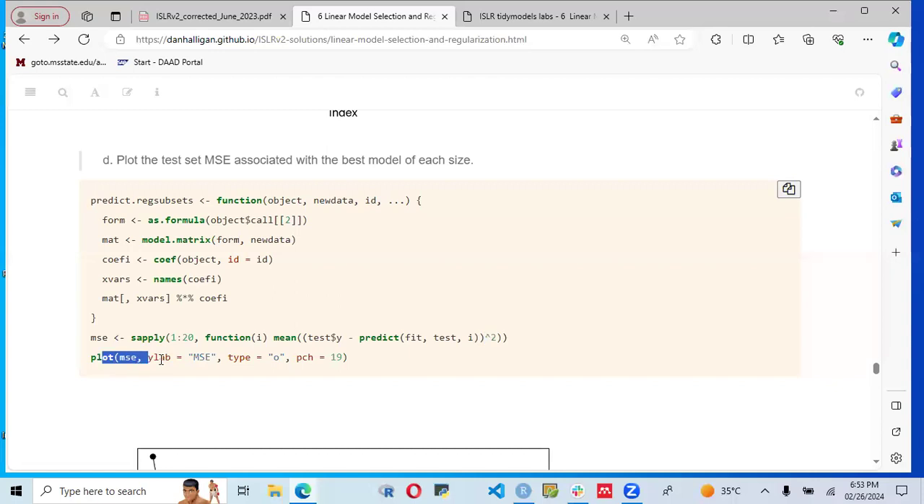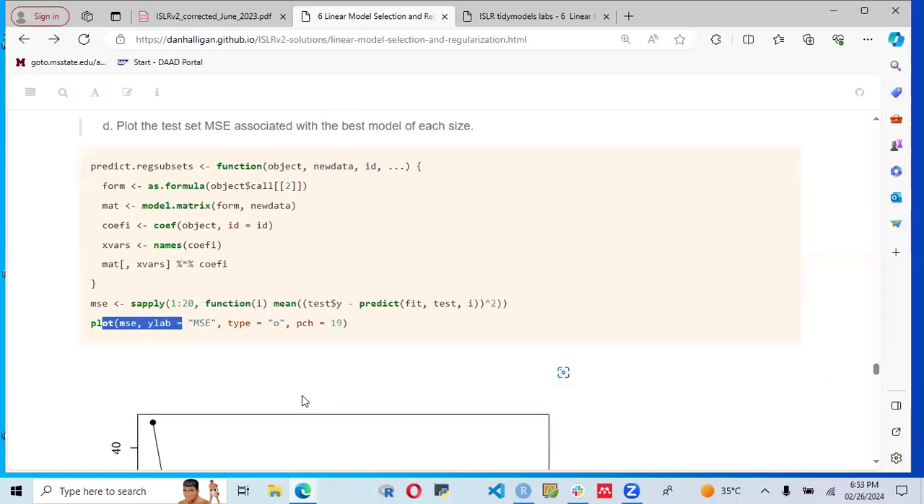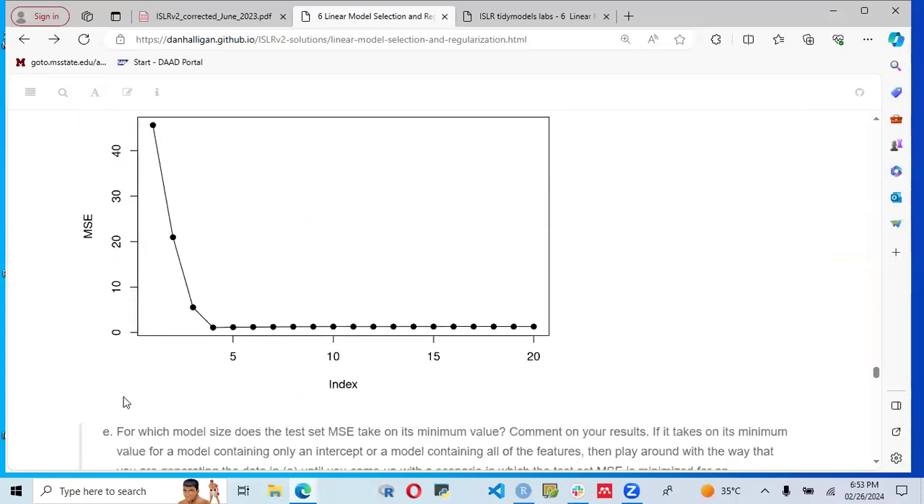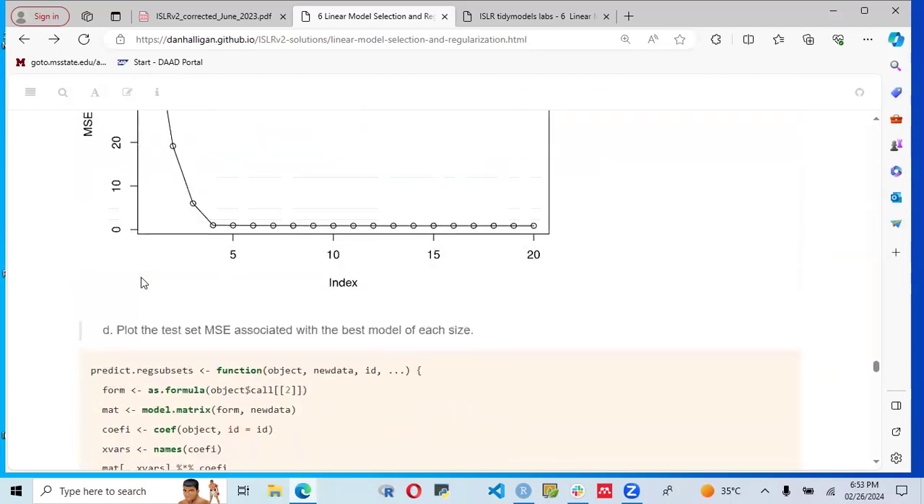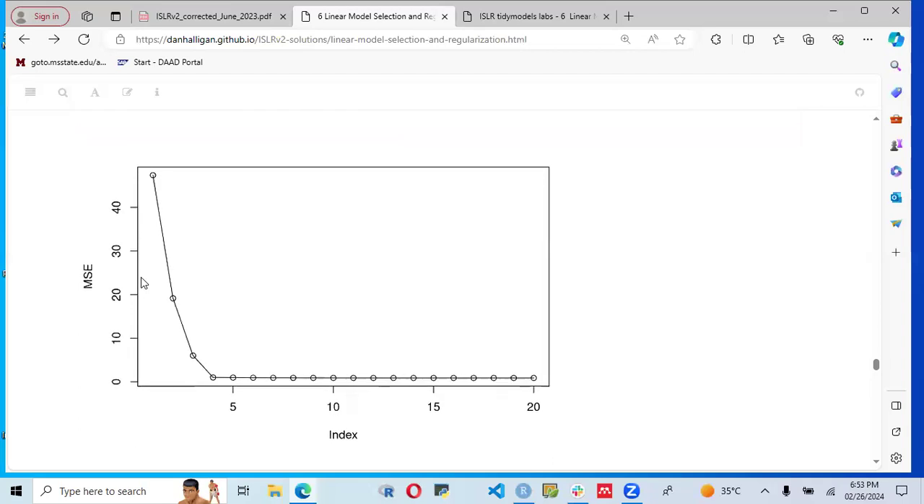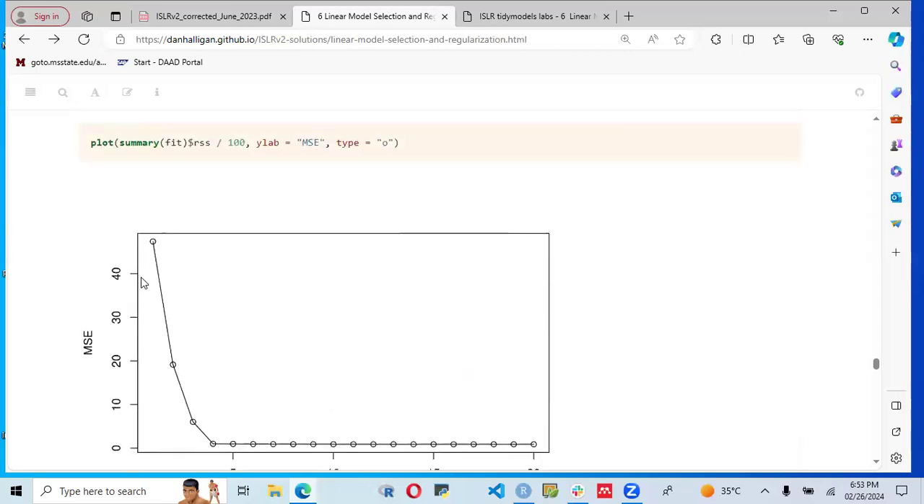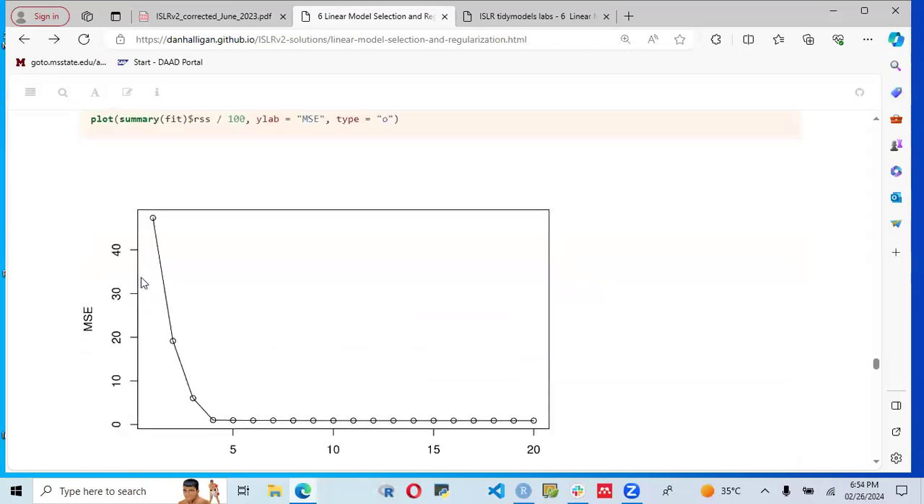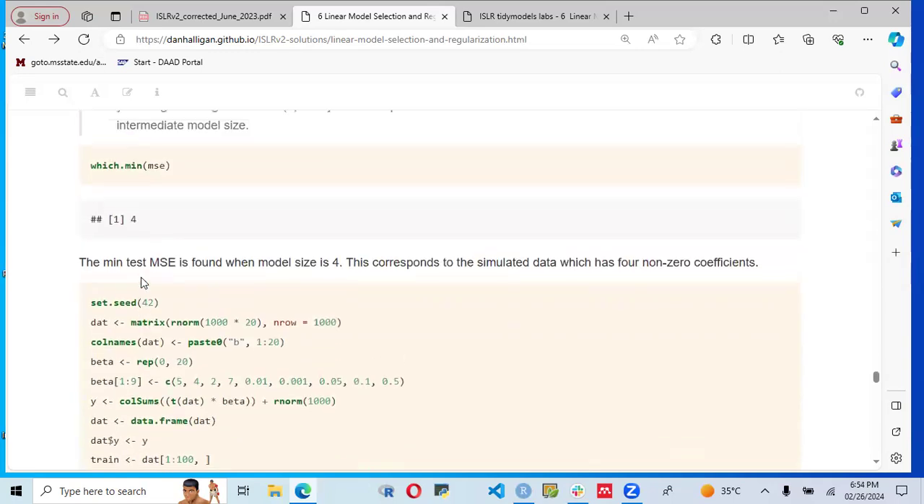So we now plot the mean square error. We can see the index, which I can say is the predictors, going from 1 to 20. We also got the mean square error, which is similar to what we have for the mean square error when we run this for the test set.